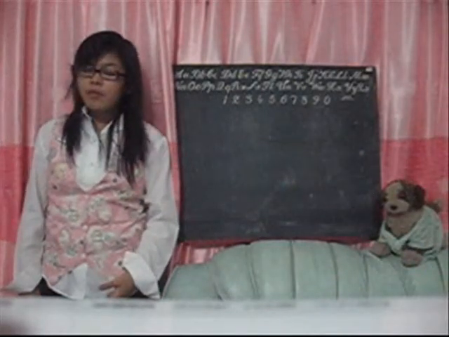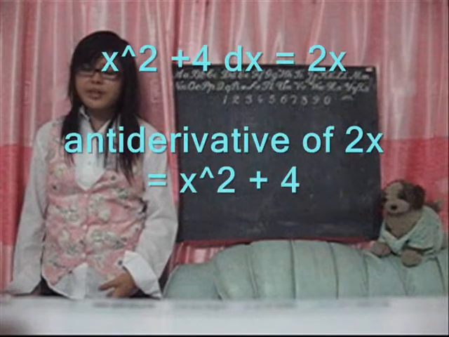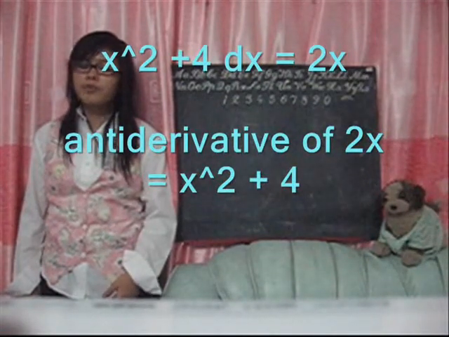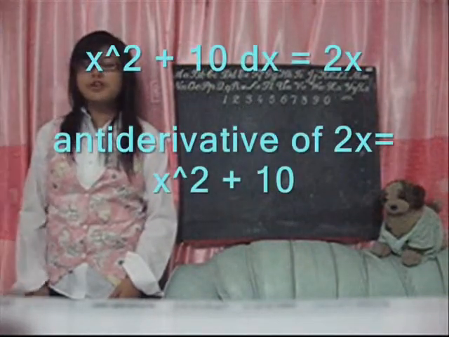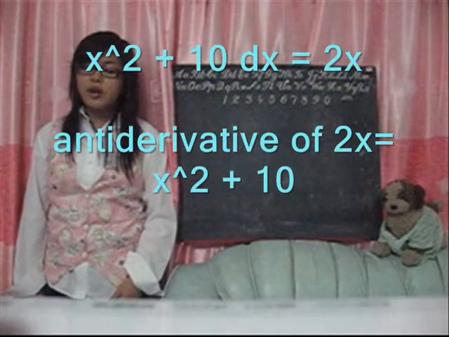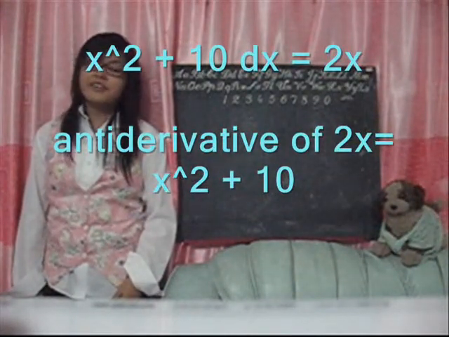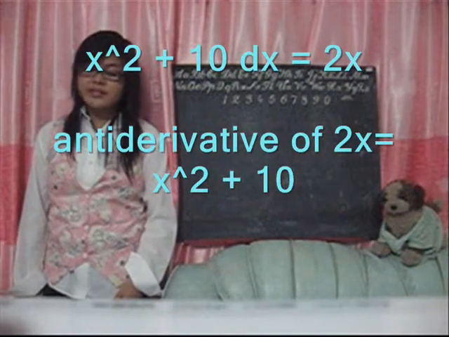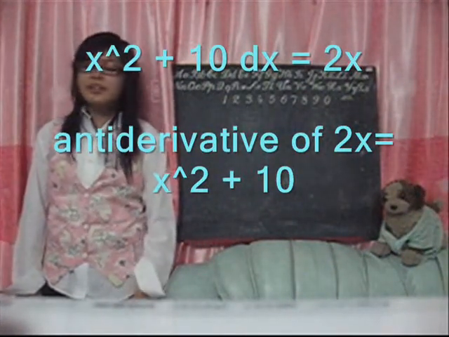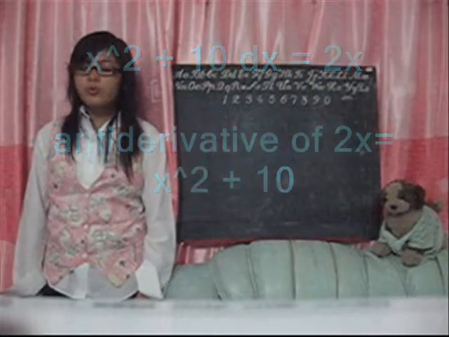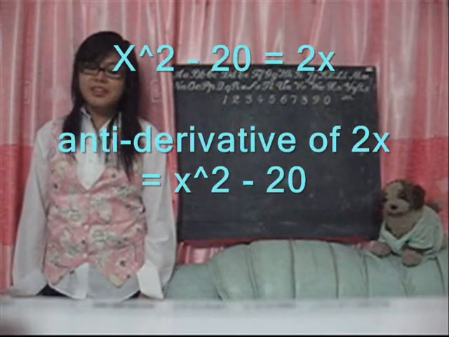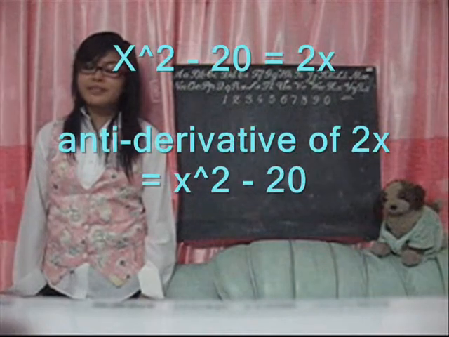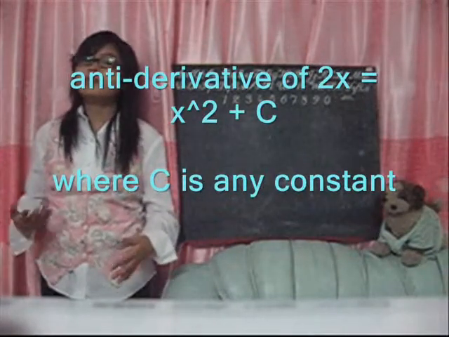Since the derivative of x squared plus 4 is 2x, an antiderivative of 2x is x squared plus 4. Since the derivative of x squared plus 10 is also 2x, another antiderivative of 2x is x squared plus 10. Similarly, another antiderivative of 2x is x squared minus 20. Similarly, another antiderivative of 2x is x squared plus c, where c is any constant, positive, negative, or 0.